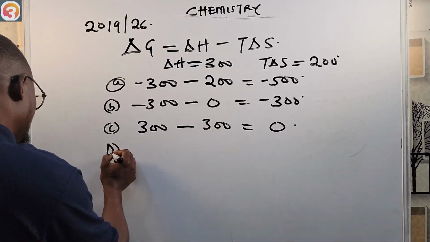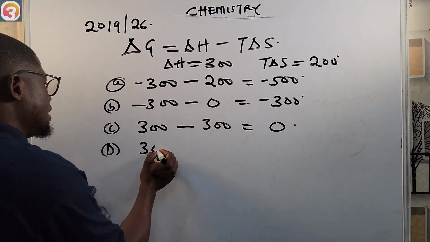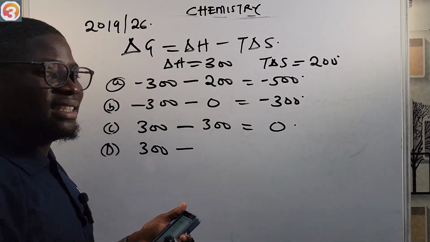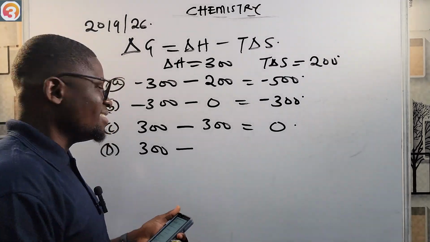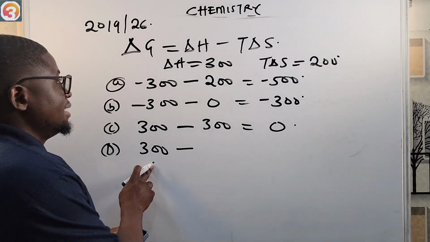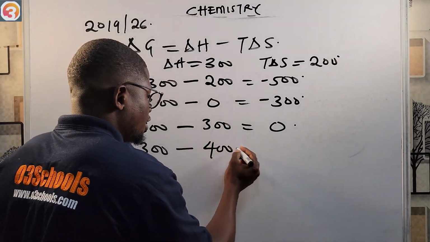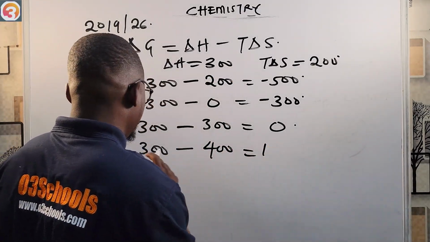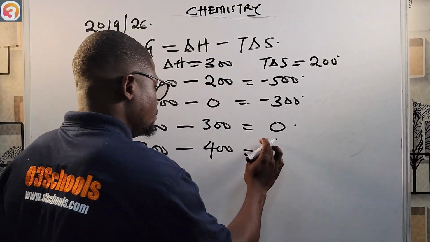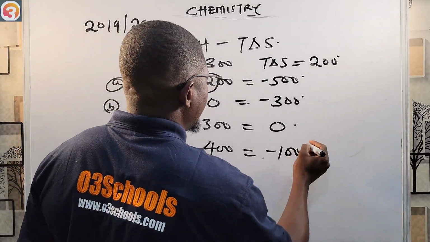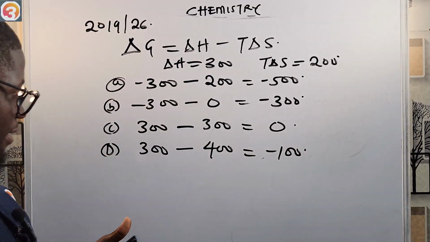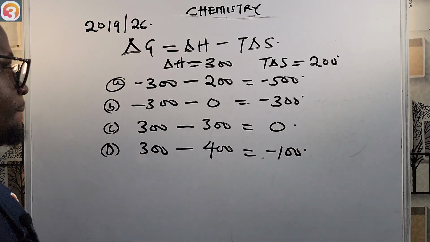Now D, we are told that delta H is positive, that is 300, and less than T delta S. That means they're saying T delta S is greater than delta H. So let us say T delta S is 400 here. Minus 400, I'm going to have 300 minus 400 here, which will be minus 100. So that will be the value.